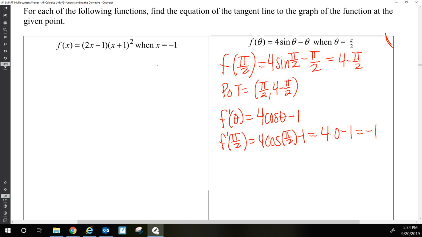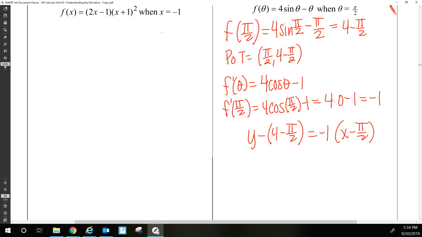So my tangent line is going to be y minus 4 minus pi over 2 is equal to -1 times x minus pi over 2. And you can leave it like that, but if you needed to put it in slope-intercept form, we could practice that.